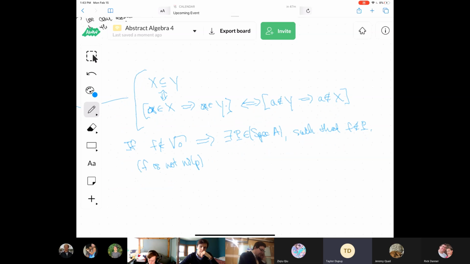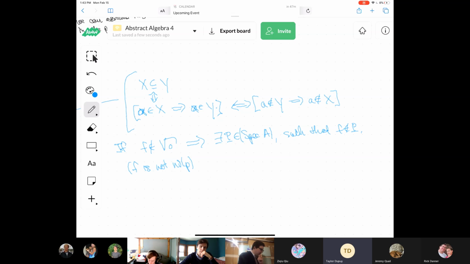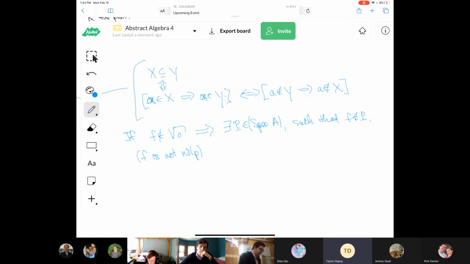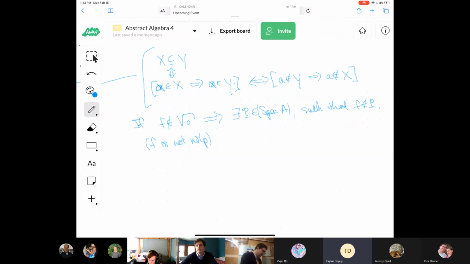Okay. Notice the reverse of this is saying that if F is in every prime ideal, then F is in the nilradical. So like if you negate this, let me just do it like this. So this is the statement that we're going to prove.